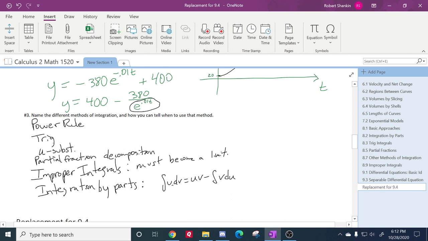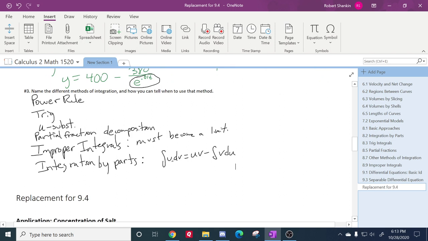And the trig functions, it's pretty obvious when it's trig, but you have to have a bunch of memorized things. You have to know the derivative of tangent is secant squared. You have to have the Pythagorean identities memorized, like tangent squared plus 1 is secant squared. Review the memorization of those things as well. Okay.